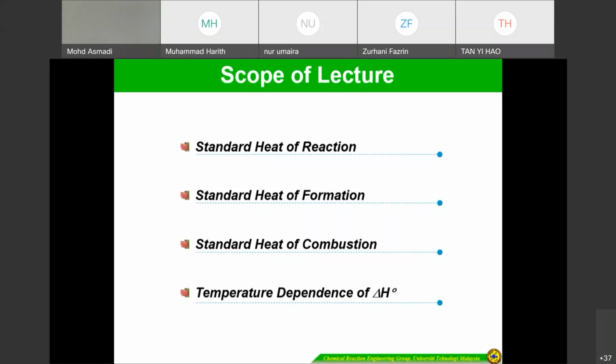For the heat of formation, it is the heat, whether we add or remove, evolve or absorb, during formation of 1 mole of substance from its component elements. Generally we measure this at the standard condition, 25 degrees C, if I'm not mistaken, 25 degrees C and 1 bar. You have to remember 1 bar, not 1 atm. We use that standard condition.